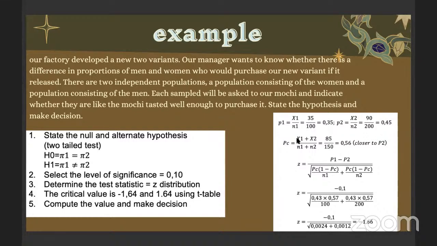And for the pooled proportion, we sum the x1 and x2 and divide by n1 plus n2. Then the value of PC is 0.56. After we got the pooled proportion value, we use Z as a test statistic, and then the Z value is minus 1.66.